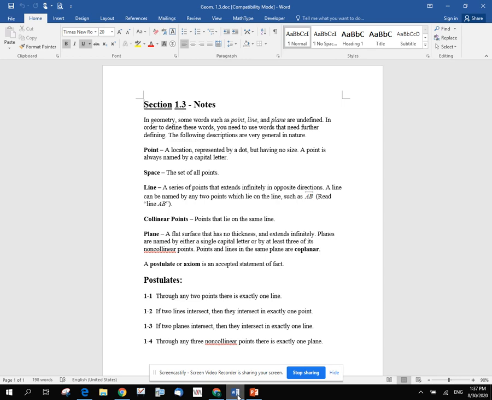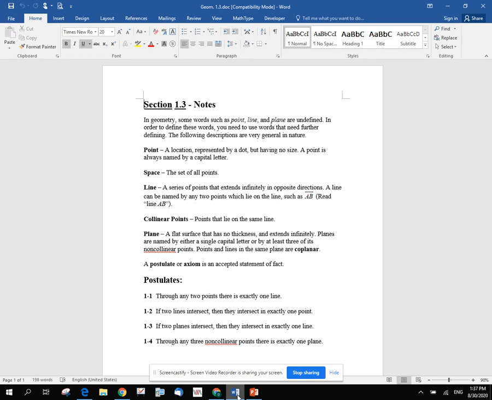And again, emphasis on that second part, capital letters. We'll always name points with a single capital letter. You have a triangle that has 3 vertices. You might call that triangle A, B, C. That's because the vertices might have each of those names. One of the vertices is A, one of the vertices is B, one of the vertices is C. Space is the set of all points. Think 3-dimensional when you see that.